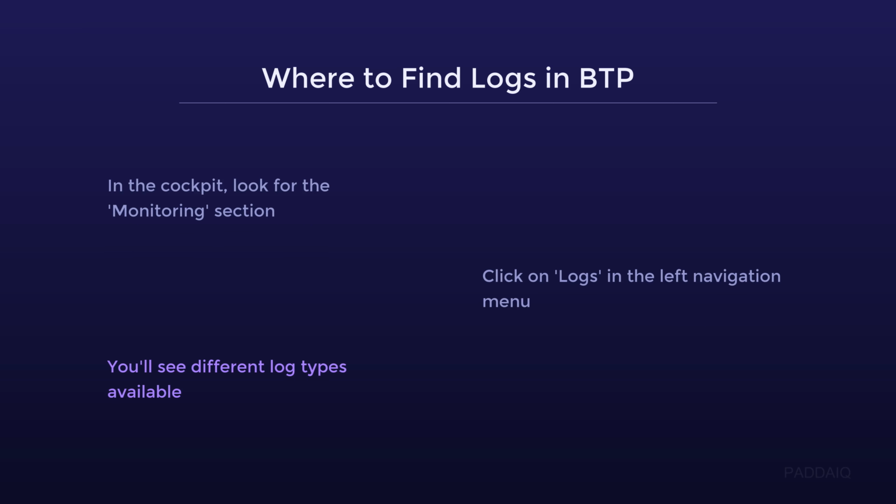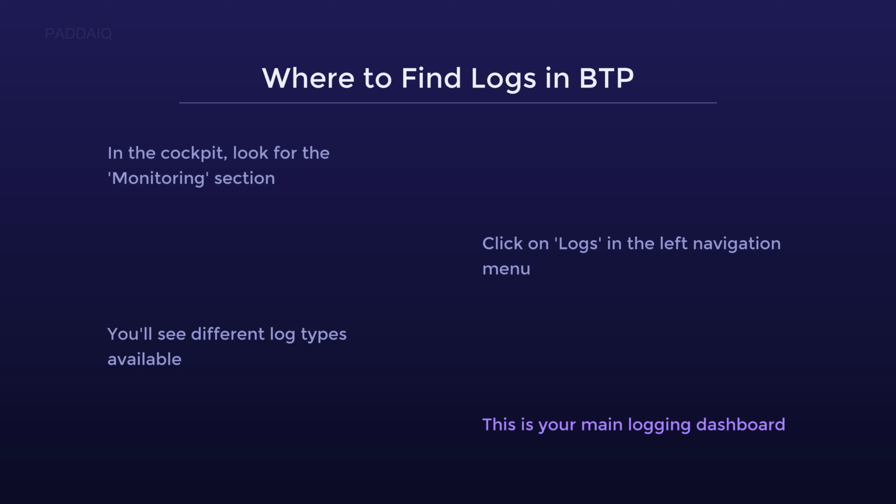You will see different log types available. This means BTP categorizes logs based on their source, like application, security, or system events. For instance, if your app crashes, you'd check the application logs to find the error. Knowing which log type to access streamlines your troubleshooting process.